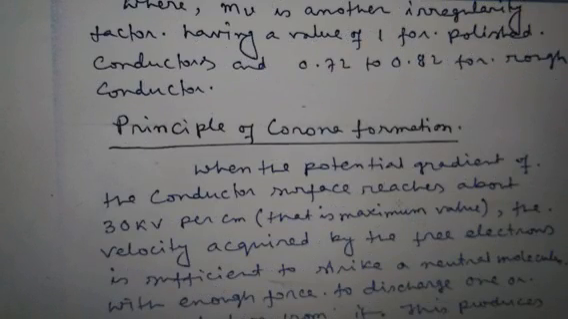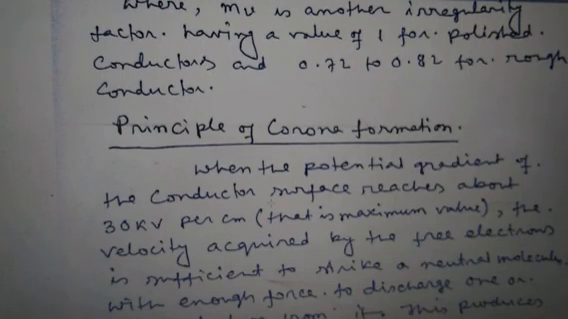Now, the principle of corona formation. Some ionization is always present in air due to cosmic rays, ultraviolet radiation, and radioactivity. Therefore, under normal conditions, the air around the conductor contains some ionized particles like free electrons, positive ions, and neutral molecules. When potential difference is applied between the conductors, a potential gradient is set up in the air, which will have the maximum value at the conductor surface.